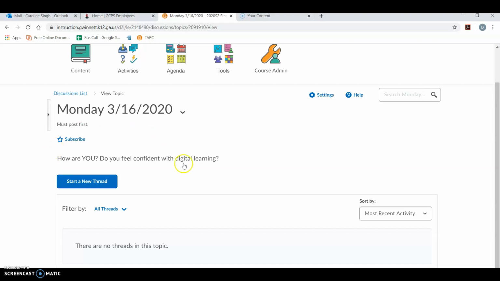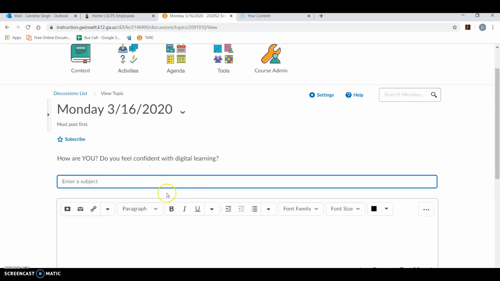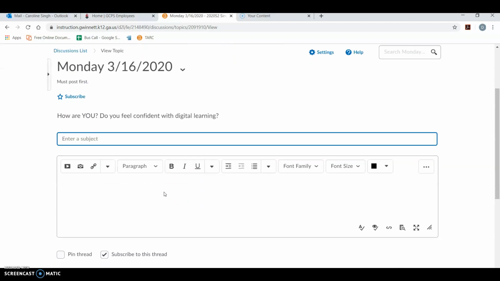So in order to get credit for this, you are going to have to post first. See, the instructions here say must post first. So you're going to start a new thread. The subject is going to be your name. So my name is Carolina Singh. I'm Carolina Singh, nobody else's. Make sure you're putting your name in the subject. And then you're going to answer the question.